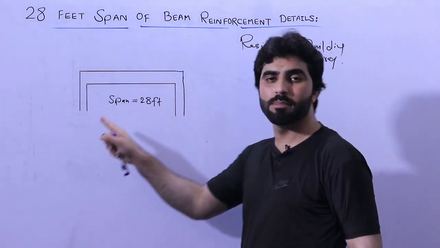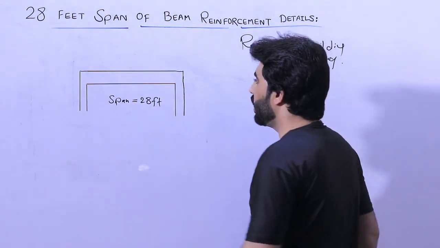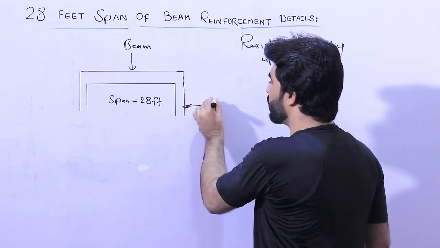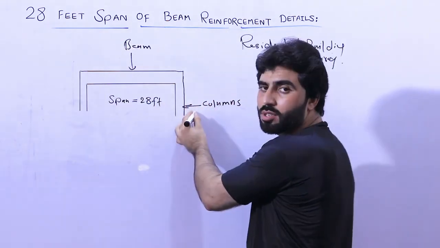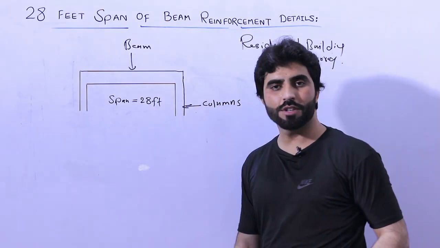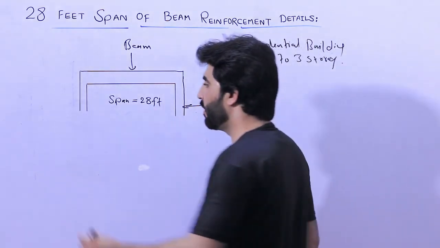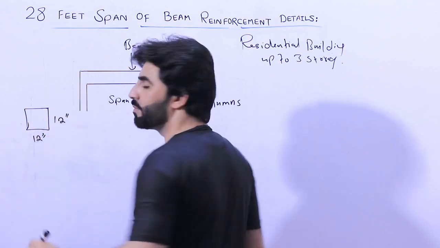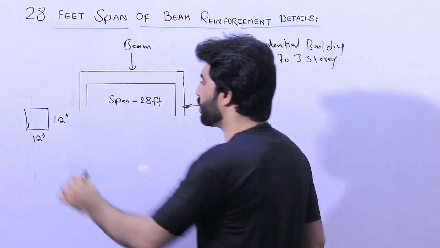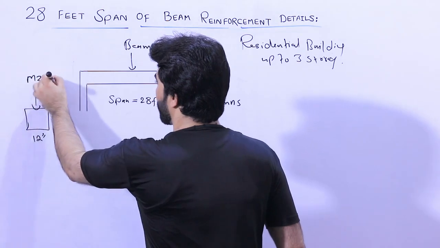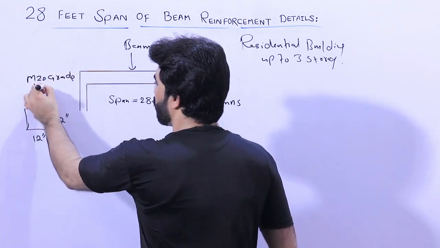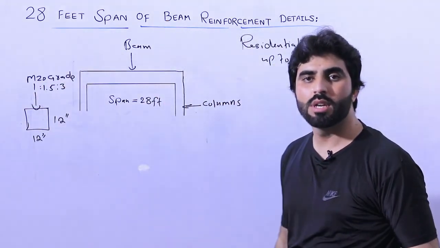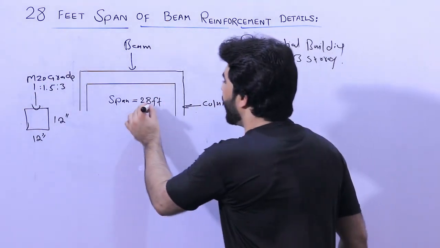As you can see guys, this is a diagram for a beam and columns. The beam is supported by these two columns. One is this column and this is the other column. First of all, I will tell you the size of the column, where the column size is 12 inches by 12 inches up to 3-story, and we used M20 grade concrete, where the ratio is 1:1.5:3.